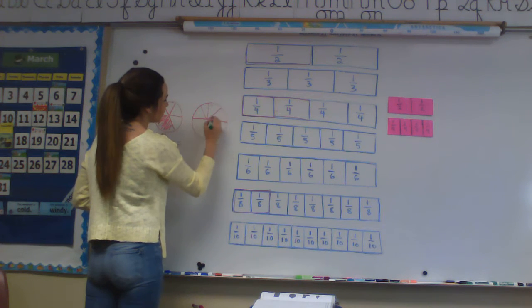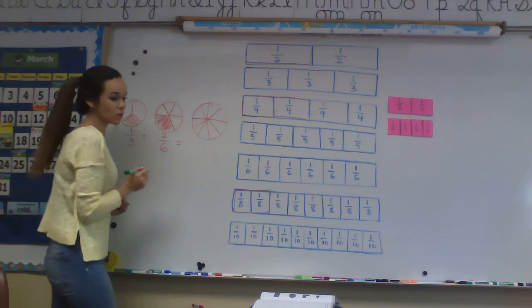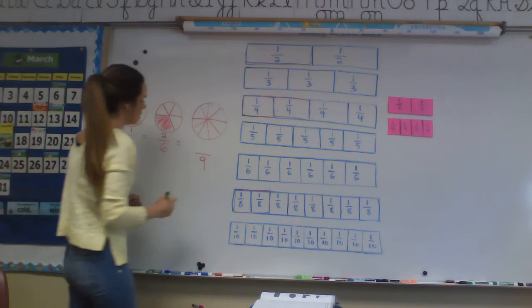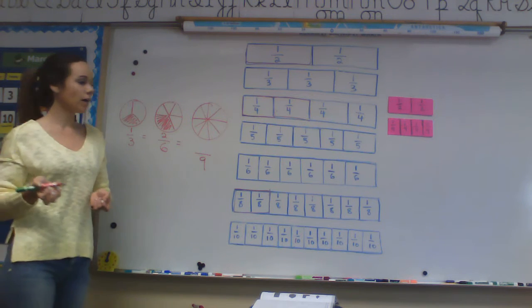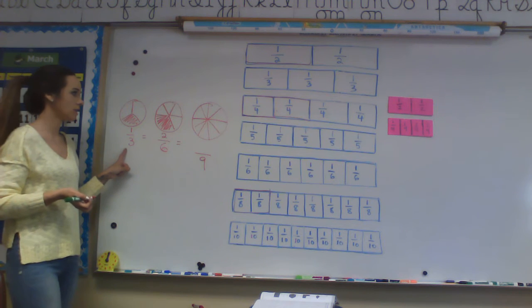1, 2, 3, 4, 5, 6, 7, 8, 9. So we have 9 equal parts of our circle, and that's our denominator. And we're going to have to find our equivalent fraction. Well, the way to do this is to start off with the first fraction that we see.